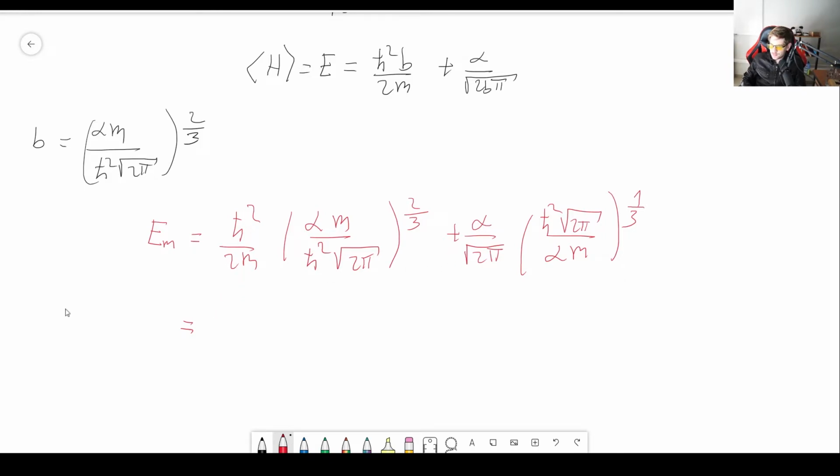So with the h bars, we have h bar squared divided by h bar to the 4/3. So that means that we're going to get 2 minus 4/3 in the exponent, which we can rewrite, the 2 as 6 over 3. So we get 2/3. So we're going to be left with h bar to the 2/3 upstairs, right? Now, the alpha is going to remain the same. So alpha to the 2/3. And then we get m. So we have m to the 1 here, m to the 2/3. So we are going to be left with m to the 1/3 downstairs.